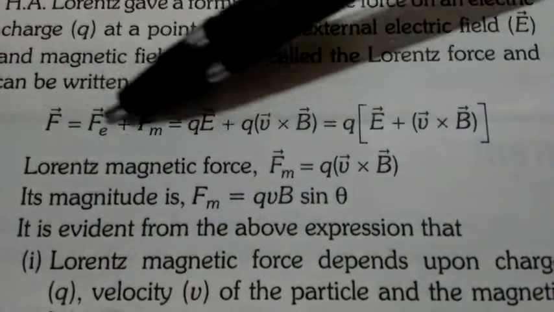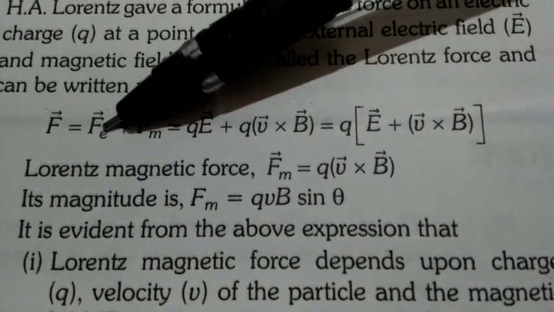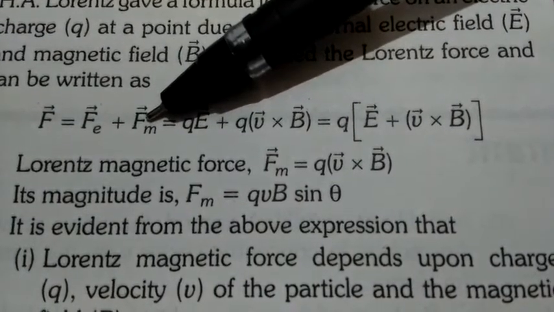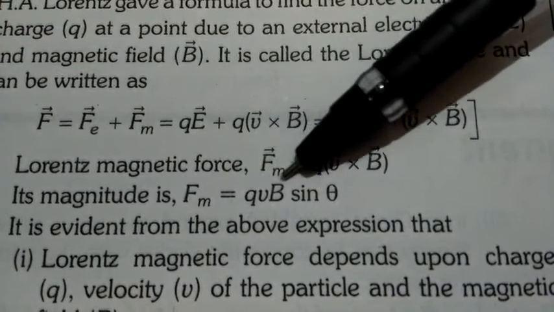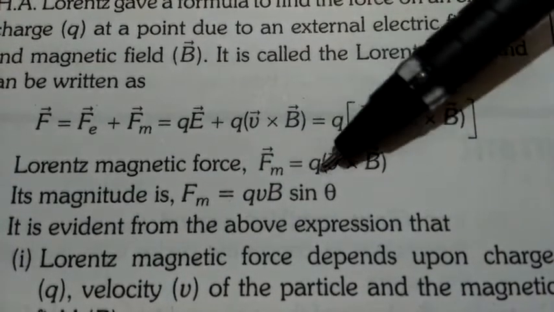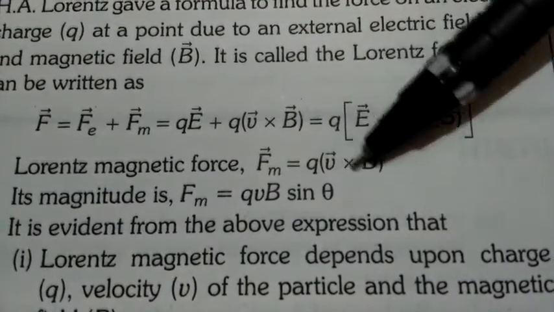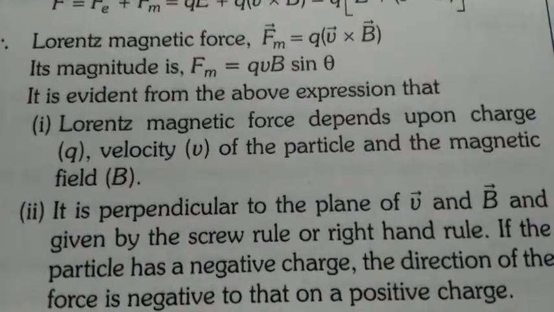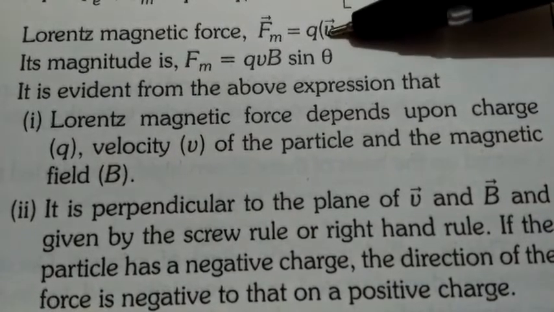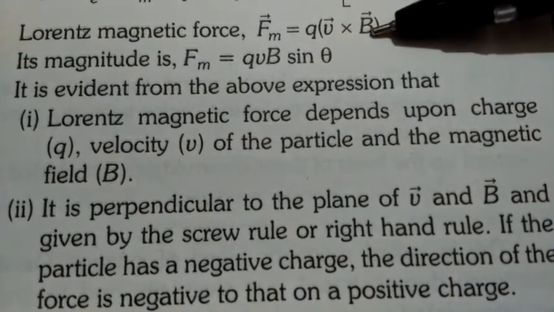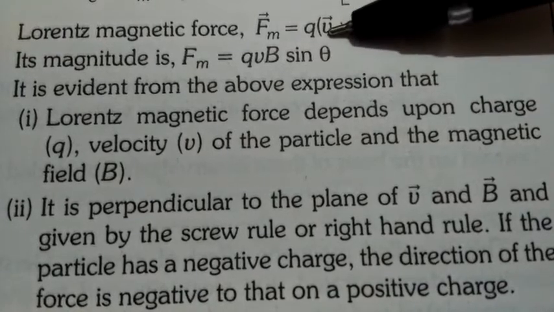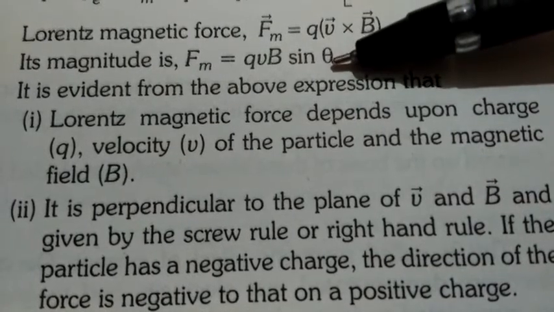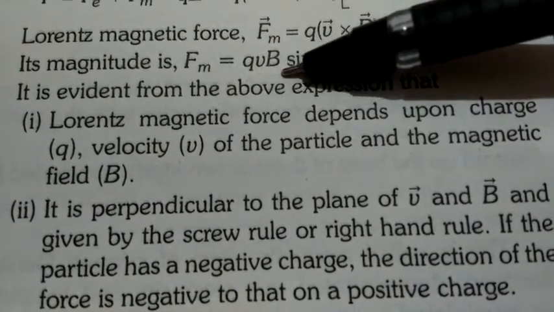Here F is the Lorentz force. Fe can be considered as the Lorentz electric force, and Fm can be considered as the Lorentz magnetic force. So when we simply discuss the Lorentz magnetic force, Fm equals q V cross B. Because a vector product is there, it can be written as qVB sin theta. This vector product is between the velocity and the magnetic field, the direction of velocity and the direction of magnetic field, so it can be written as qVB sin theta.